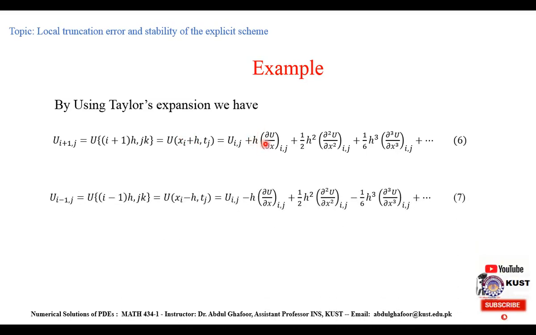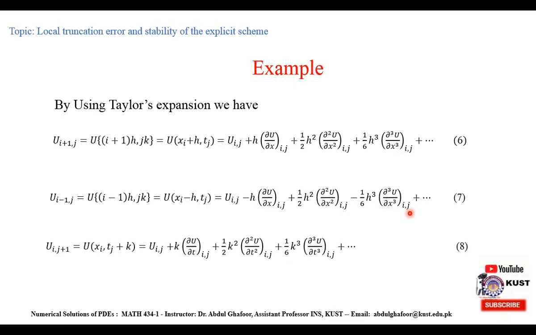Similarly, the Taylor series for u(i-1, j) is equal to u(i,j) minus h partial u by partial x at (i,j). Here the sign is negative, due to this sign, plus 1 by 2 h square partial square u over partial x square at (i,j) minus 1 by 6 h cube partial cube u over partial x cube at the point (i,j) plus and so on.